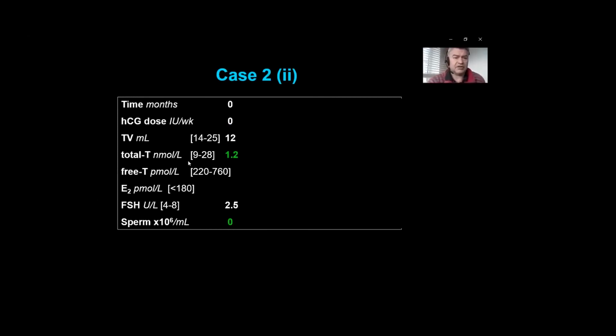Time 0, he's off testosterone, hasn't yet started HCG, 12 mil testes, total testosterone is low. He's got some endogenous FSH on board, which is interesting. So he hasn't totally lost his gonadotrophins, but no sperm. We start him off on 2,500 units twice weekly, subcut. Testes have grown a bit at 3 months. Testosterone 15. Estradiol beginning to overshoot there. Don't want it to go too high because that may precipitate gynecomastia.